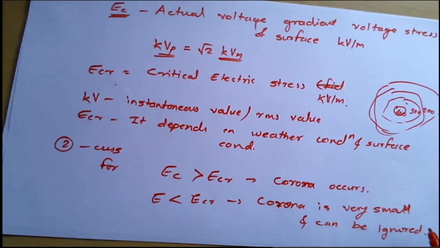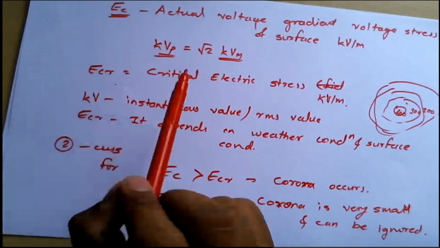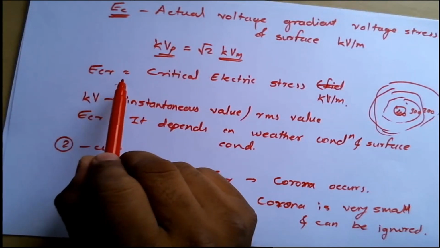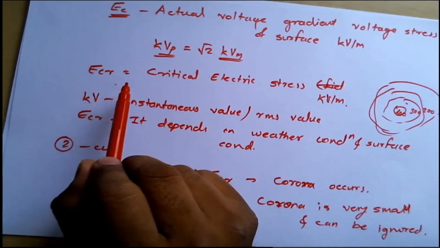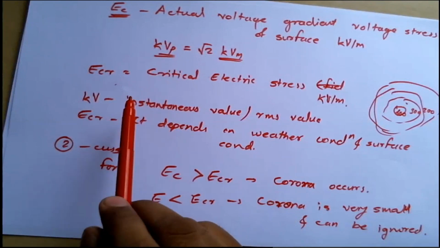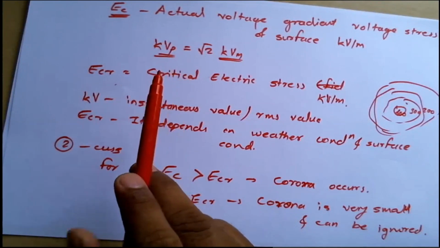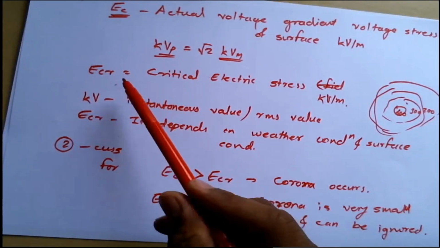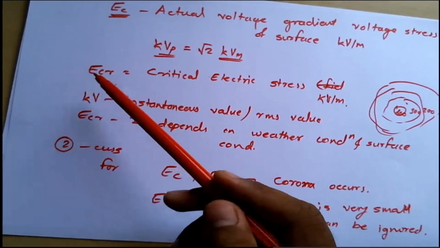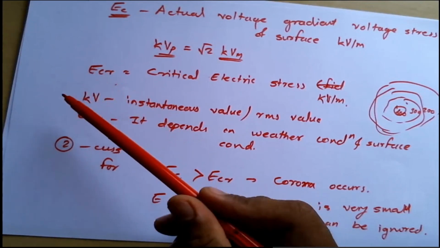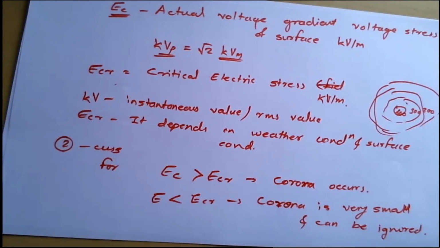So as I told you, when the surface voltage stress, that is EC, exceeds this critical stress ECR, then visual corona begins, and the corona increases with increasing conductor voltage and with poor weather conditions. जेवढं जास्त bad weather असेल like rainy season, आणि जेवढं जास्त कंडक्टरचं व्होल्टेज इन्क्रीज होणार आहे, तेवढा तो corona वाढणार आहे. Okay, we'll stop here. Thank you so much.